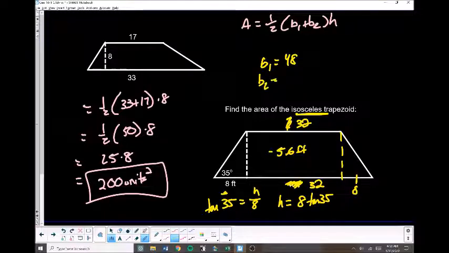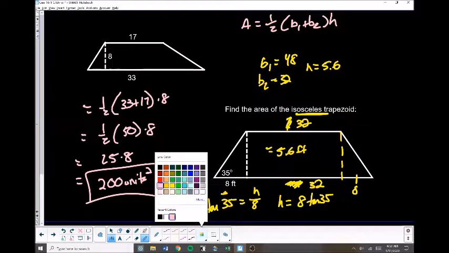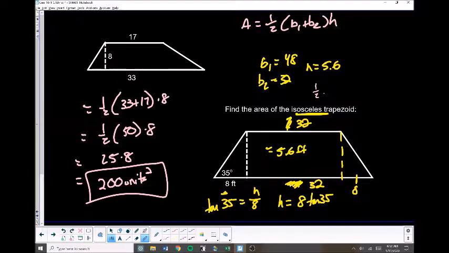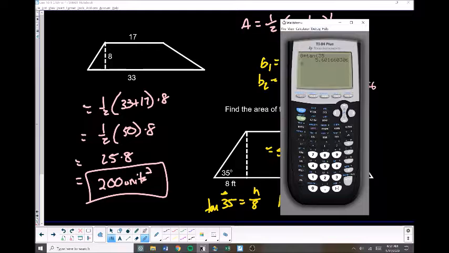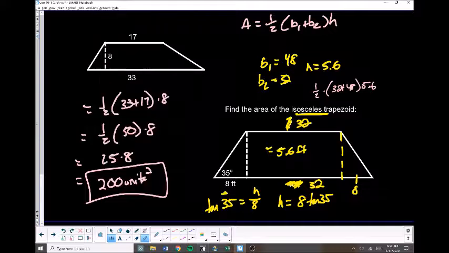My top base is 32, and my height is 5.6. It's not negative 5.6, just 5.6. So the area of this trapezoid is going to be 1/2 times 32 plus 48 times 5.6. That's 224 units squared, feet squared actually.